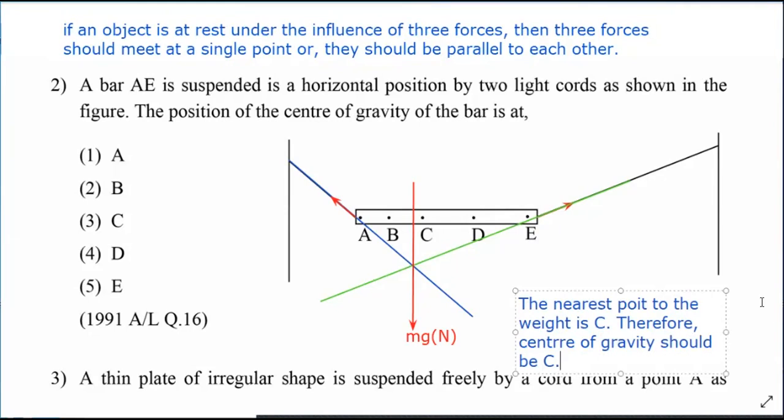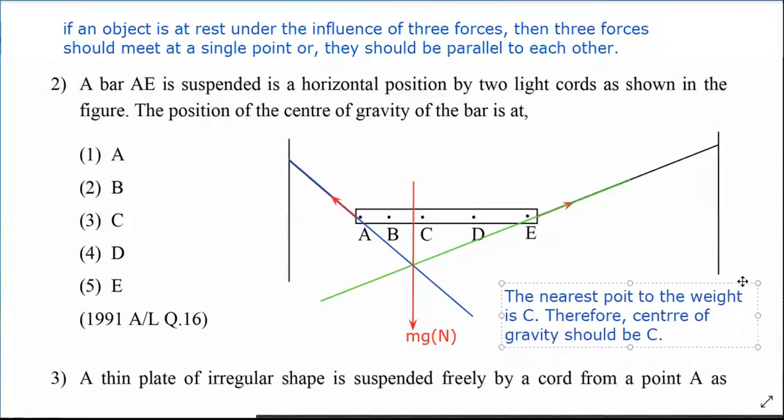I have not changed the diagram. So sometimes this arrowhead is not exactly going to the point C. Sometimes the mg arrowhead will not exactly go through the points given in the examination. So we have to select the nearest point. Okay, dear.